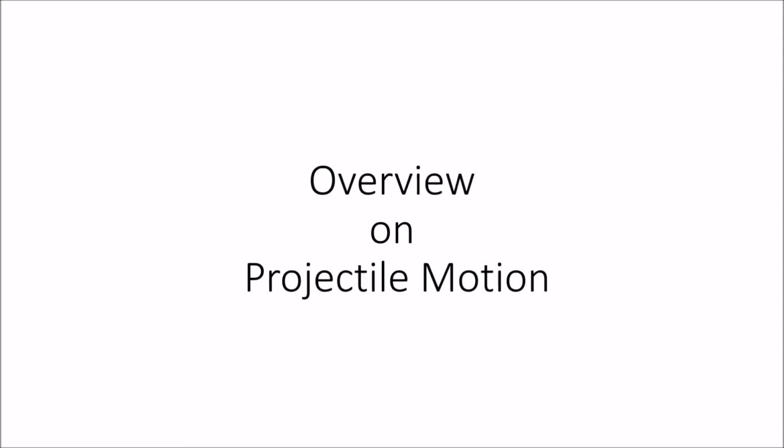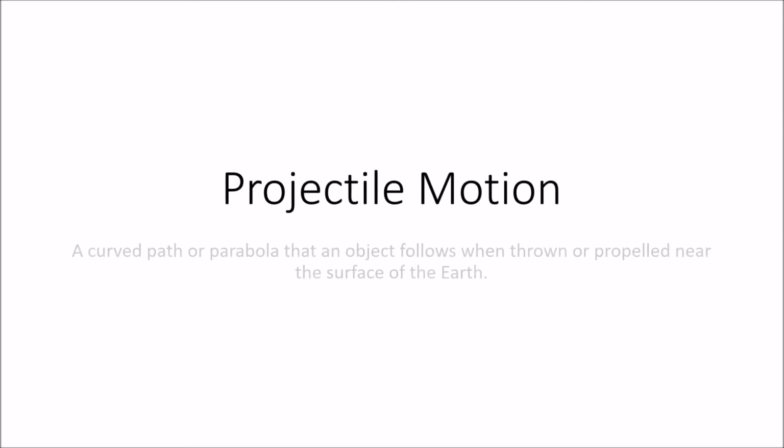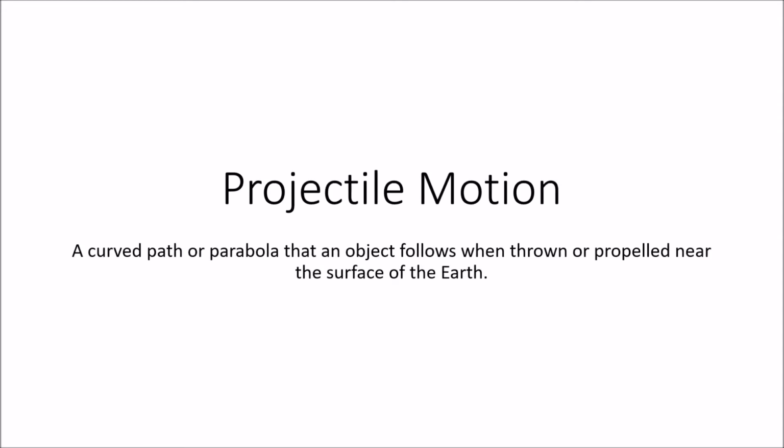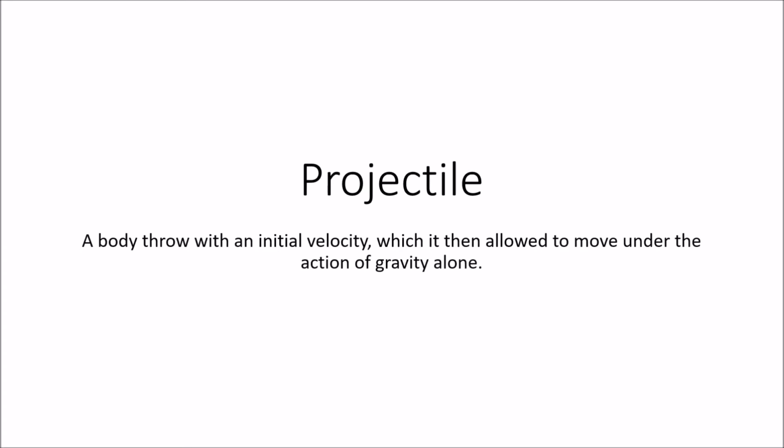This is a quick overview on projectile motion. First of all, what is projectile motion? Projectile motion is the curved path or parabola that an object follows when thrown or propelled near the surface of the Earth. A projectile, on the other hand, is a body thrown with an initial velocity which it is then allowed to move under the action of gravity alone.